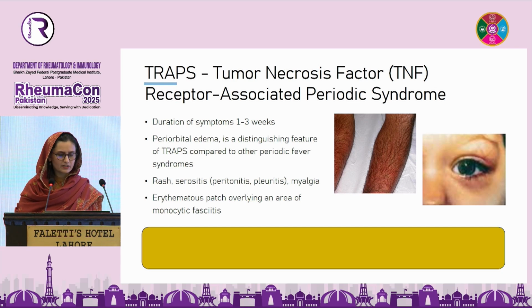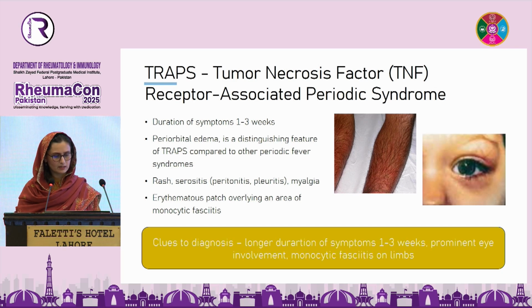Other than this, rash, serositis, and myalgias can be present as they are seen in FMF and MKD. And there's often an erythematous patch overlying an area of monocytic fasciitis. So the clues to diagnosis is a longer duration of symptoms lasting up to 3 weeks, prominent eye involvement, and monocytic fasciitis on limbs.